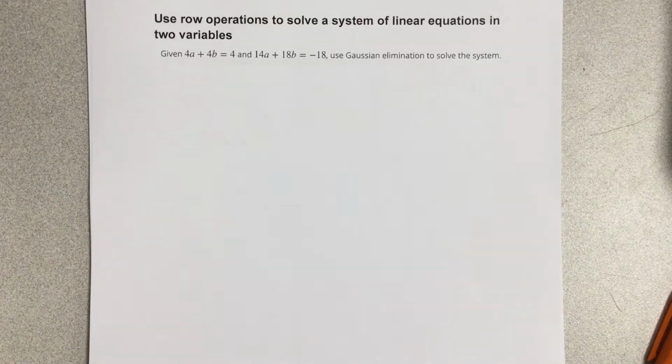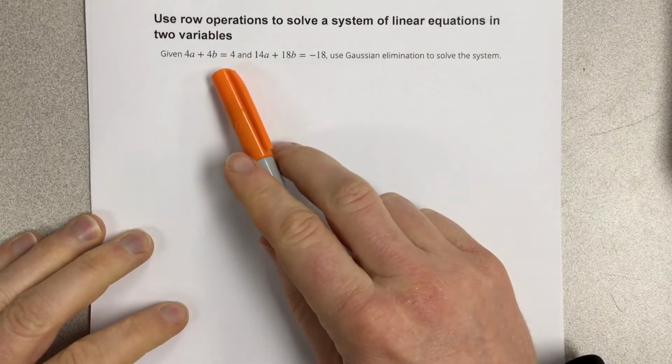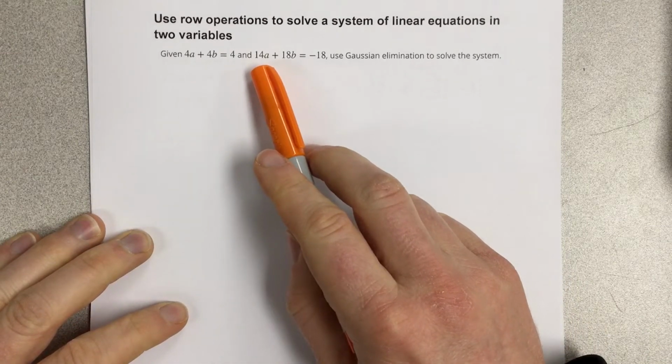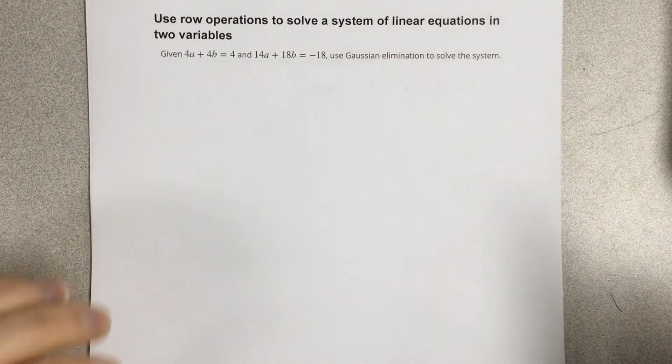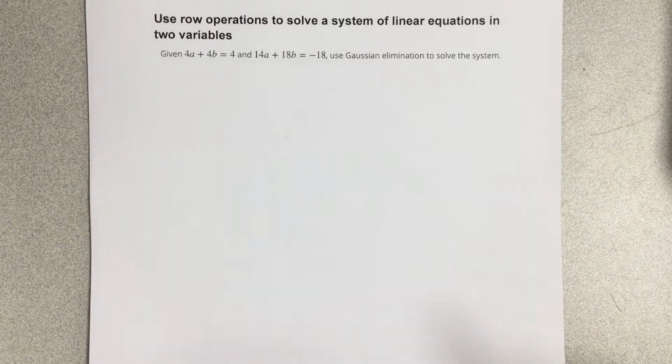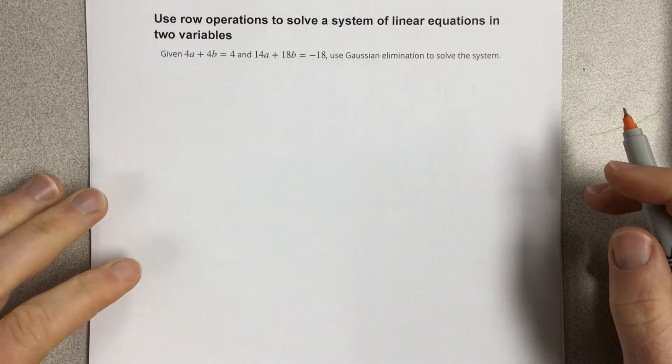In this video, we're going to use row operations to solve a system of linear equations in two variables. It says, given 4a plus 4b equals 4 and 14a plus 18b equals negative 18, use Gaussian elimination to solve the system. So the first thing we want to do is write this into an augmented matrix.